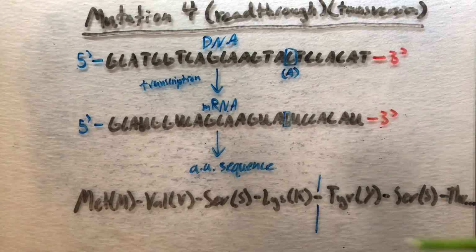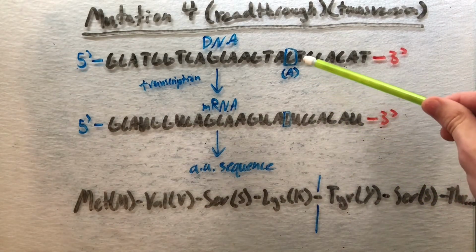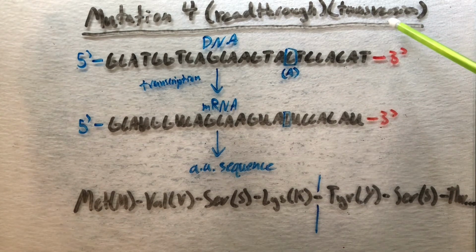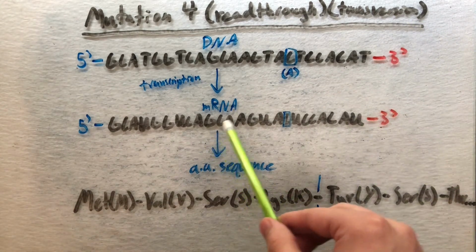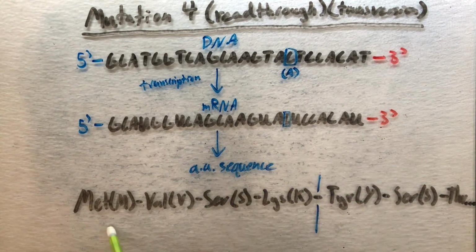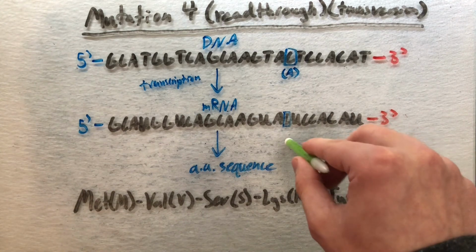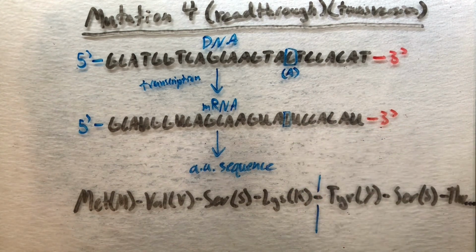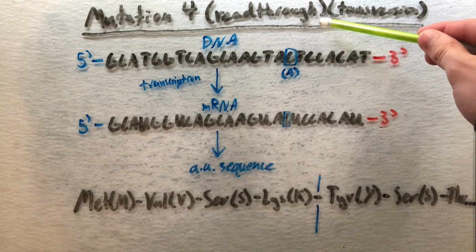In our fourth and final mutation, we have a point mutation at this position, a C from an A in the original sequence, making this a transversion. And in the mRNA sequence, we have a C at this position. And in the amino acid sequence, we have methionine, valine, serine, lysine, tyrosine, serine, threonine, and so on. This is because the C in the mRNA sequence actually no longer encodes for a stop codon and continues to read through, making this a read-through mutation.